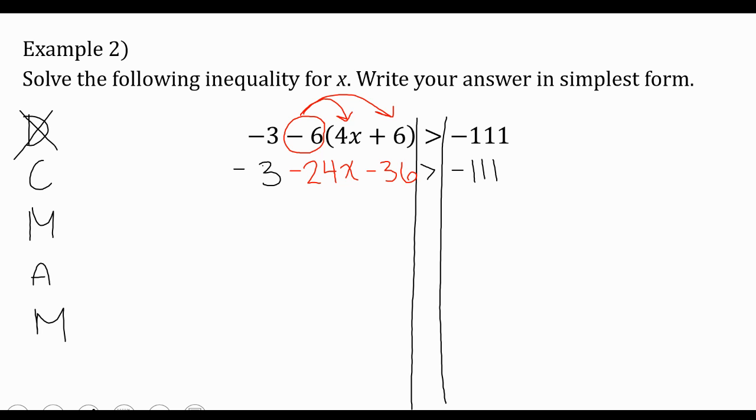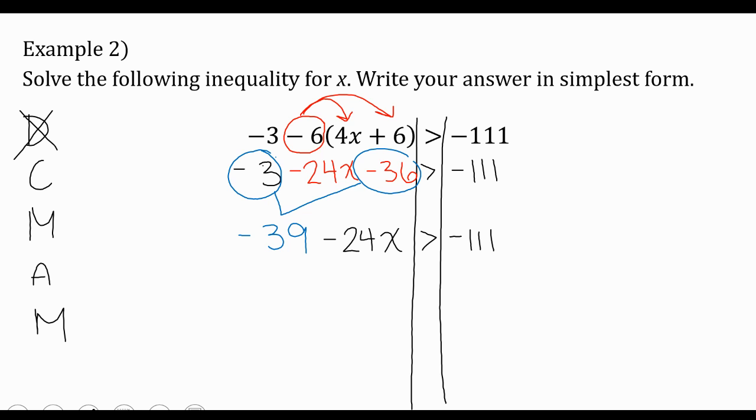So we distributed, that was the first step. Next one, combine like terms. Remember, they have to be on the same side of the equal sign or the inequality symbol. So in this case, we do have like terms on the same side. This -3 and this -36 both don't have a variable. They're constants, so they're like terms. So we're going to combine those next. -3 plus -36 gives us -39. And then I'm going to just bring down this -24x and everything else.